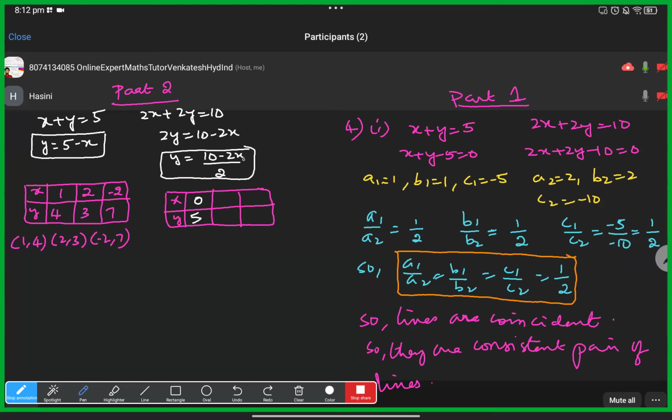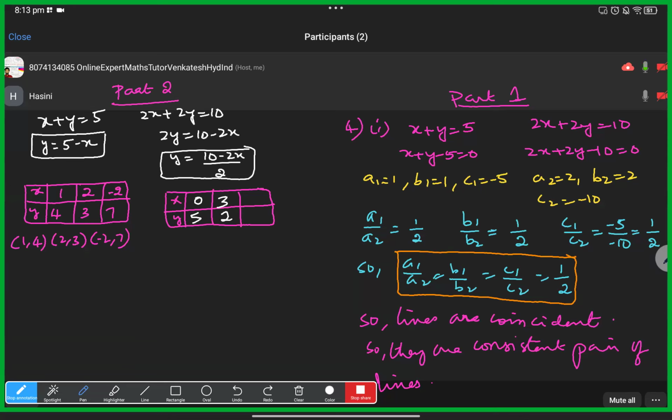Now let us take x as 3. 10 minus 2 into 3, 6. 10 minus 6 is 4. 4 by 2 is 2.